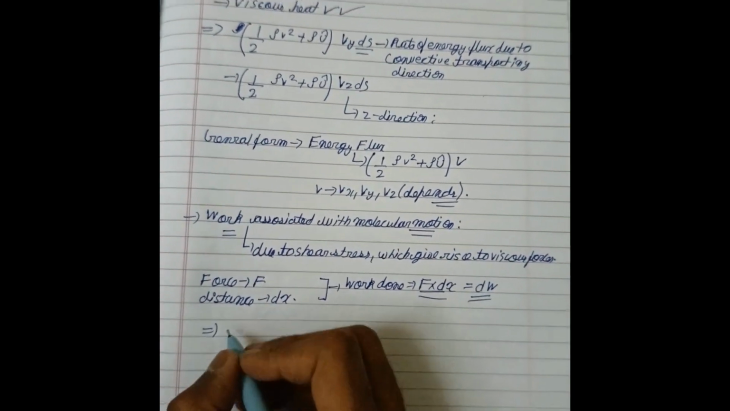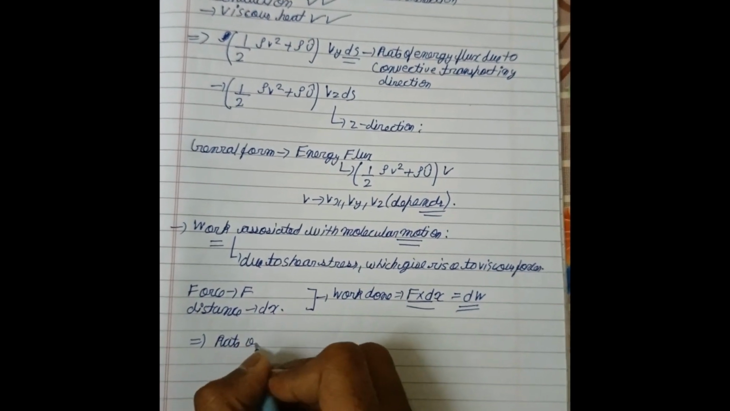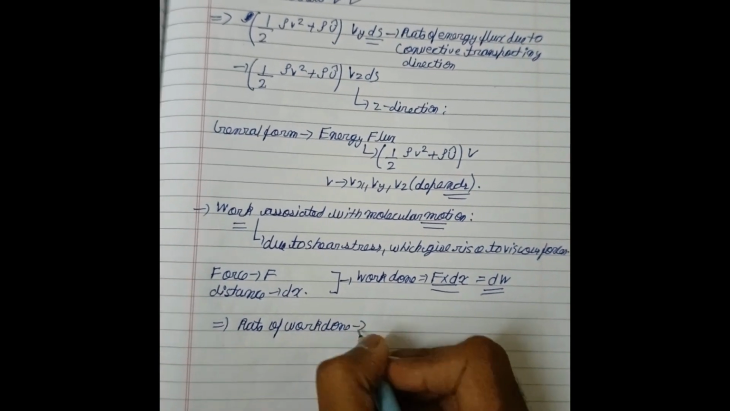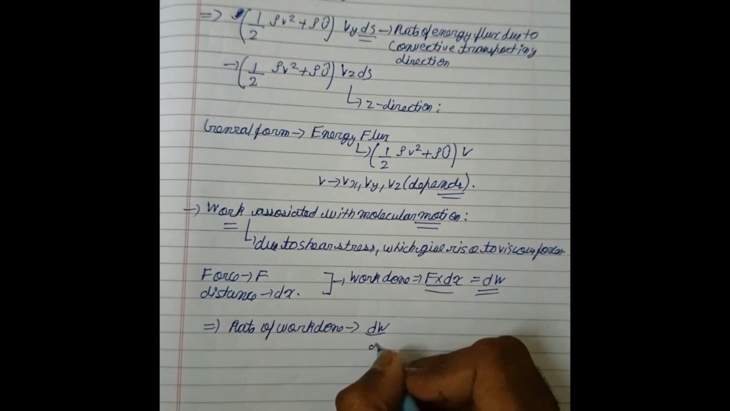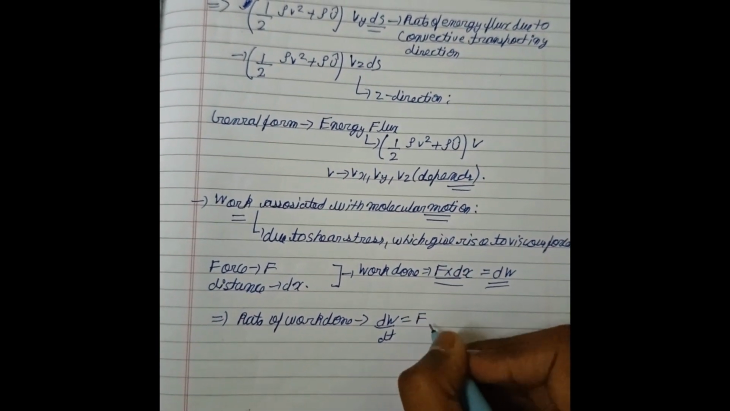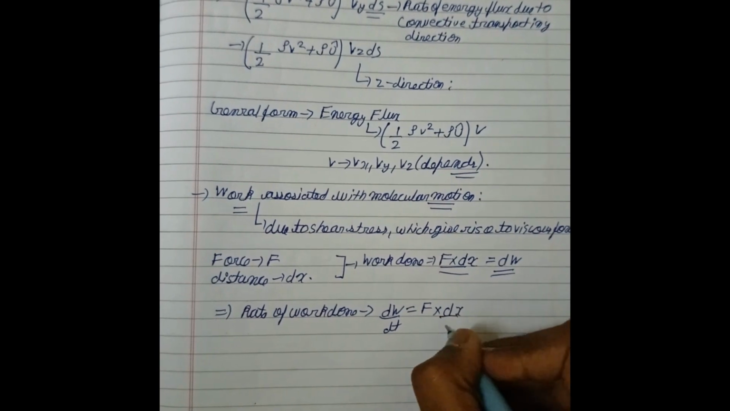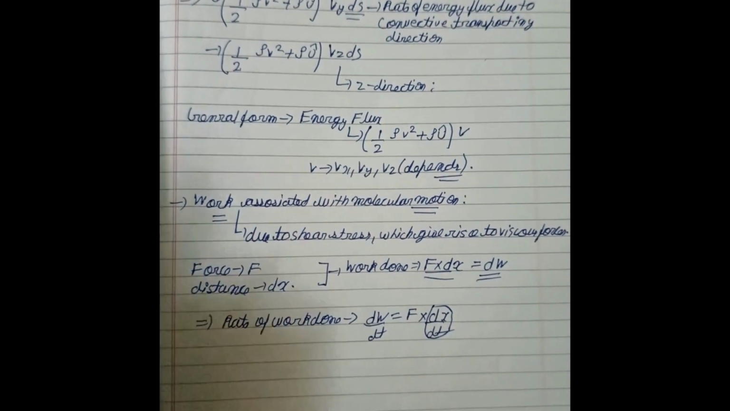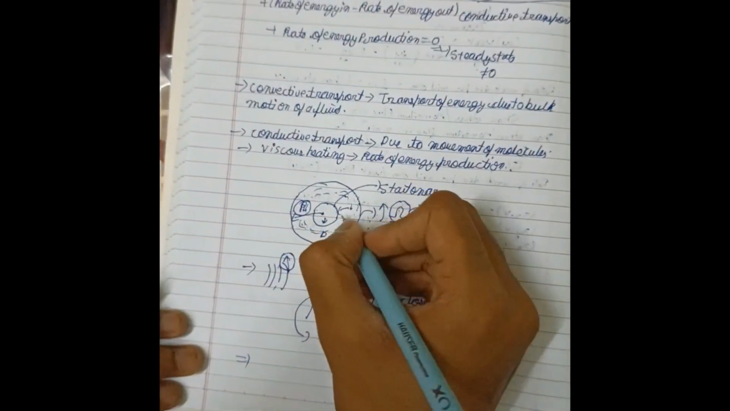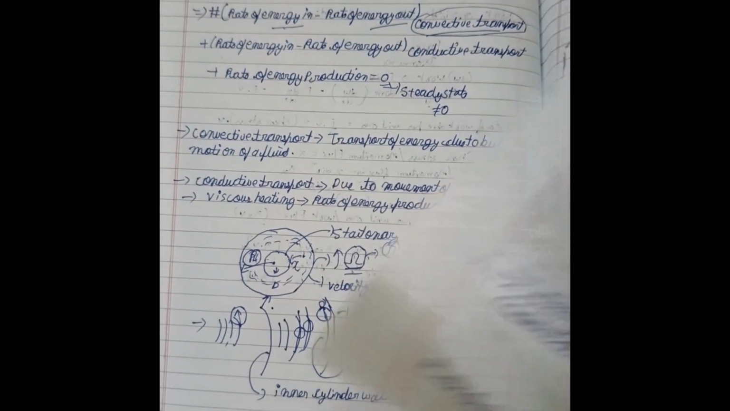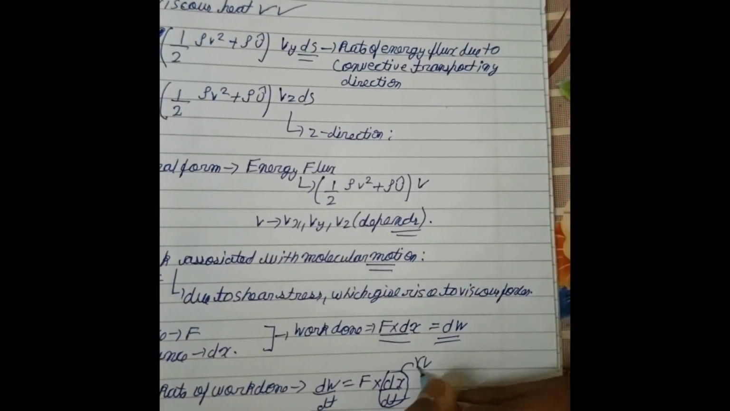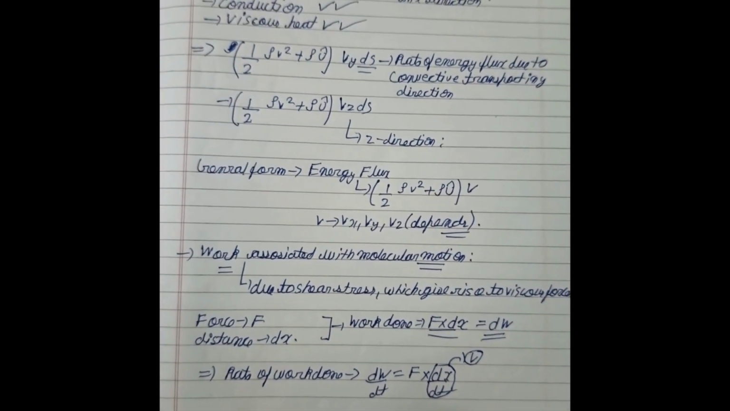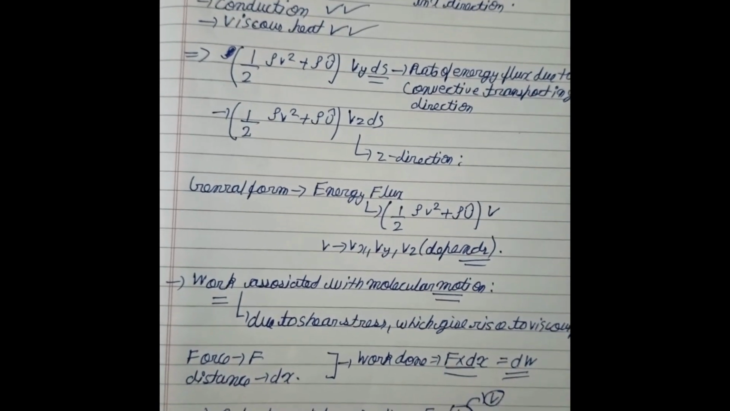Now suppose we have to write rate of work done. How can we write? We can divide by dt on both sides. dW by dt is equal to F into dx by dt. Now dx by dt is the velocity, since there is one quantity changing in the x direction with time. So obviously this is going to be v. We can write that dW by dt is equal to Fv.